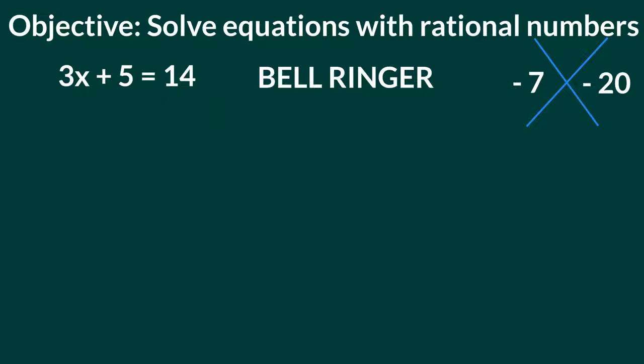Hello, today is October 17th, and we started off with a bell ringer today. The bell ringer today was 3x plus 5 equals 14. We're asked to solve for x.